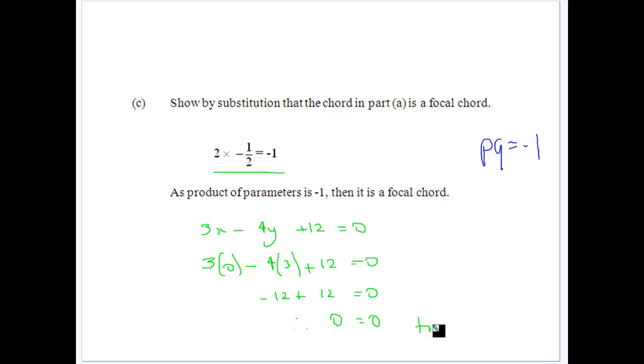So it is a focal chord because we can show it there, but we can also prove it because we know the situation. 2 times minus a half will give us minus 1. So we have that result. The parameter values multiply to give us minus 1 for that focal chord, so those 2 values must be a focal chord. So there we go. That's how we're going to start to use the idea of the focal chord and chords in our problems on parametrics with a parabola.